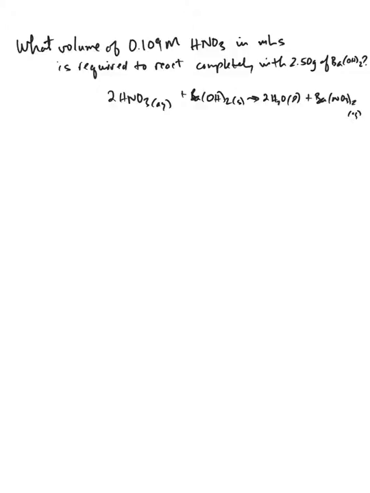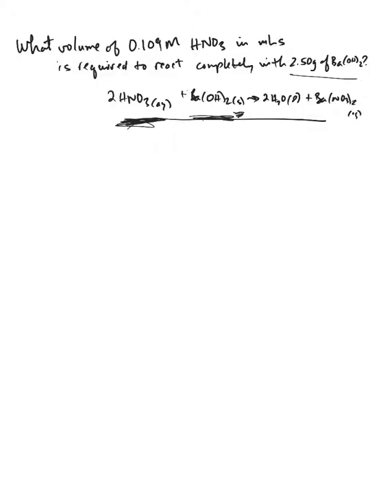This is one I found from my book, and this should be familiar to you compared to the last video I made. Here you've got a strong acid, nitric acid, with barium hydroxide. Barium hydroxide happens to be not very soluble, but it does react with acid directly. So the question is, what volume, how much of this acid do you need in milliliters to completely react with 2.5 grams of barium hydroxide?